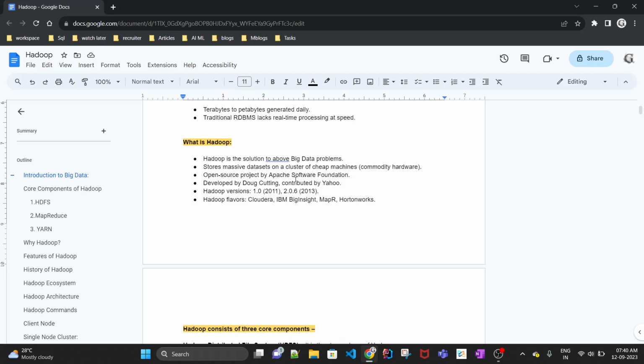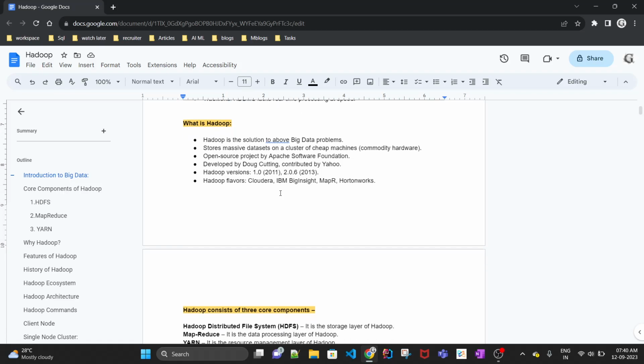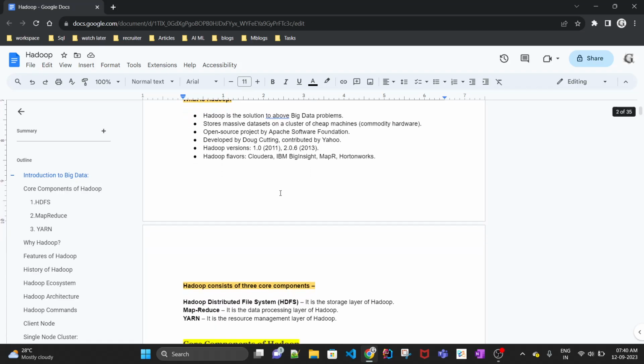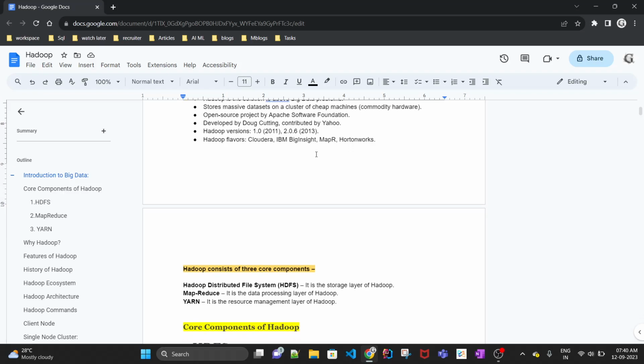Hadoop was introduced as a solution for the big data problem. Hadoop can store massive data sets on clusters of cheap machines. It is open source, and it was developed by Doug Cutting, contributed to by Yahoo, and then it was given to Apache and open sourced. So Hadoop is the solution. It is a framework which was developed, and it is open source, and Apache owns it.